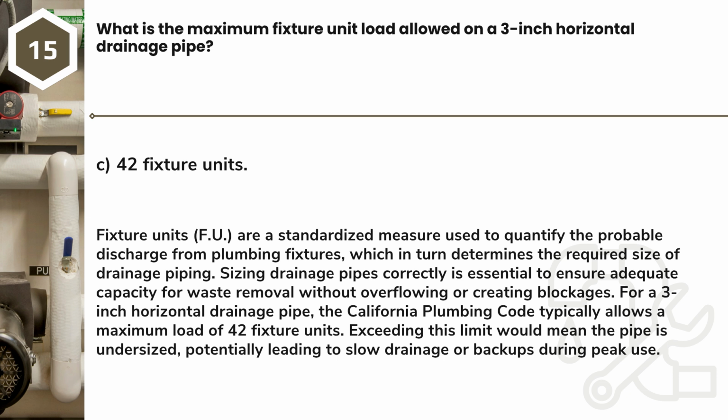Fixture units, FU, are a standardized measure used to quantify the probable discharge from plumbing fixtures, which in turn determines the required size of drainage piping. Sizing drainage pipes correctly is essential to ensure adequate capacity for waste removal without overflowing or creating blockages. For a 3-inch horizontal drainage pipe, the California Plumbing Code typically allows a maximum load of 42 fixture units. Exceeding this limit would mean the pipe is undersized, potentially leading to slow drainage or backups during peak use.